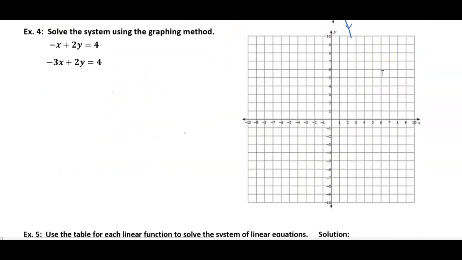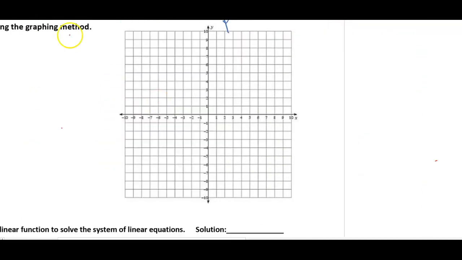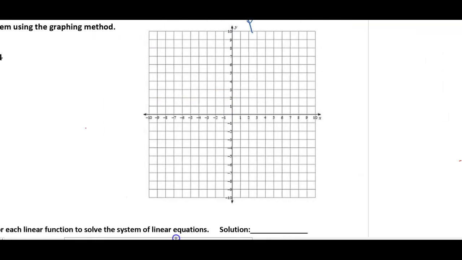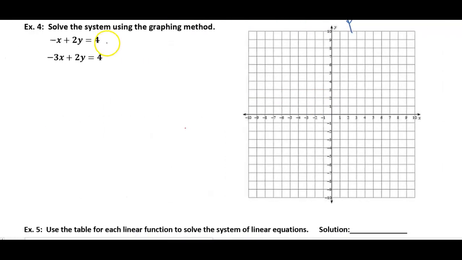All right. Next example. Right away, when I look at this, I know I'm going to use the intercepts. 4 is divisible by -1 and 2. So my x-intercept, if I let y equal 0, I get -x equals 4. So x equals -4. So my x-intercept is -4, 0.